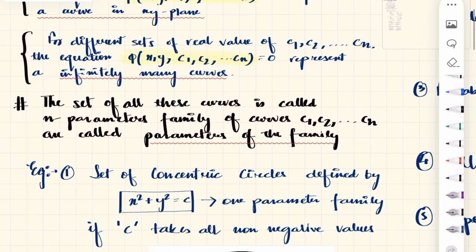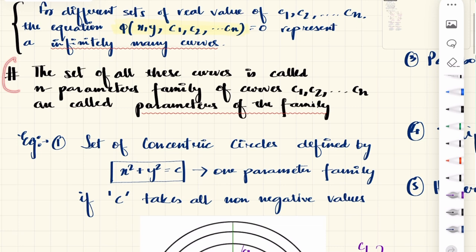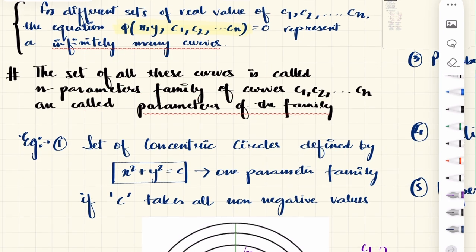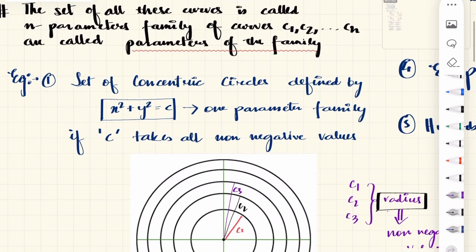Got it? So let's see what is mentioned here. The set of all these curves, we have seen many curves like circle, parabola, ellipse. So the set of all these curves is called an n-parameter family of curves. c1 to cn are called parameters of the family. What is the meaning of this? I'll give an example here.